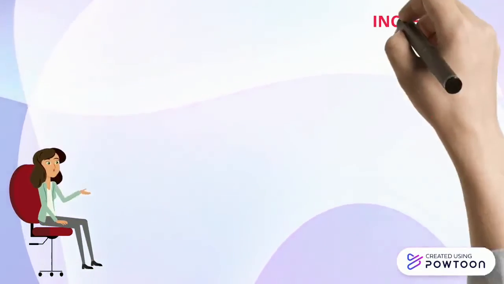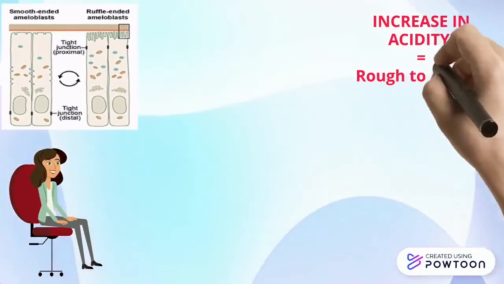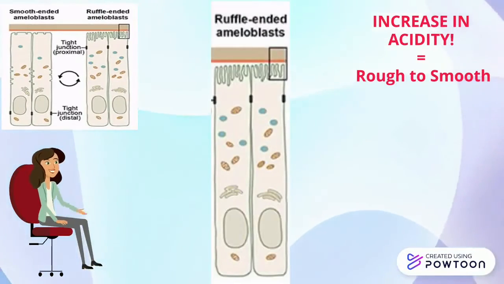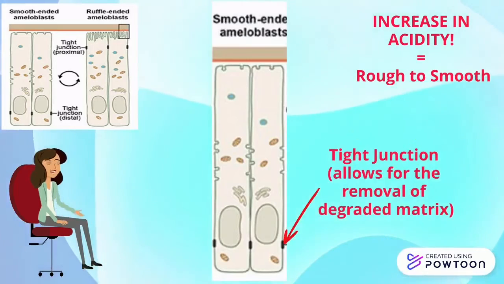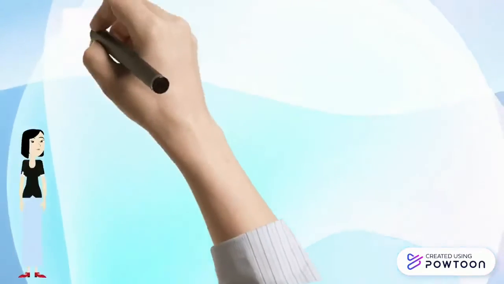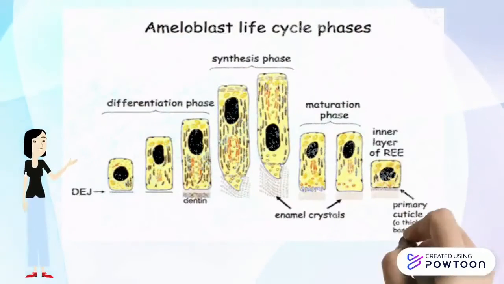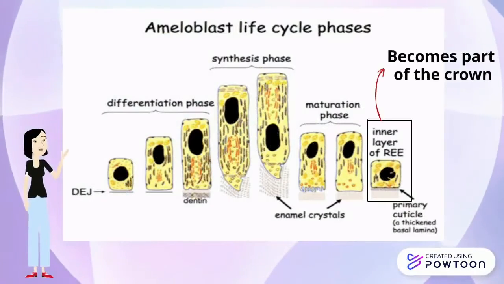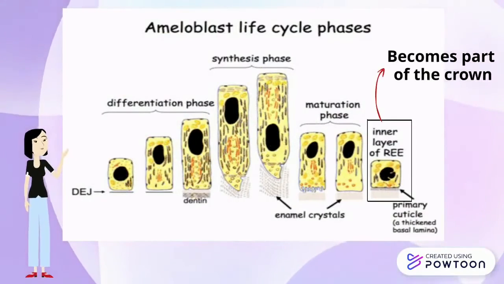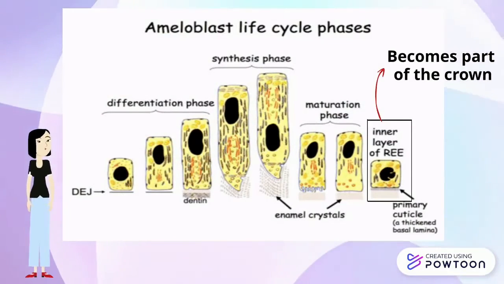When the acidity reaches a dangerous level, then it will modulate to smooth-ended ameloblasts, where the proximal end becomes broad with tight junctions and the distal end is narrow with leaky junctions, allowing the removal of degraded organic matrix. Once the mineralization of enamel is complete, the ameloblast further reduces in size and becomes part of the reduced enamel epithelium, which covers the newly formed crown surface.